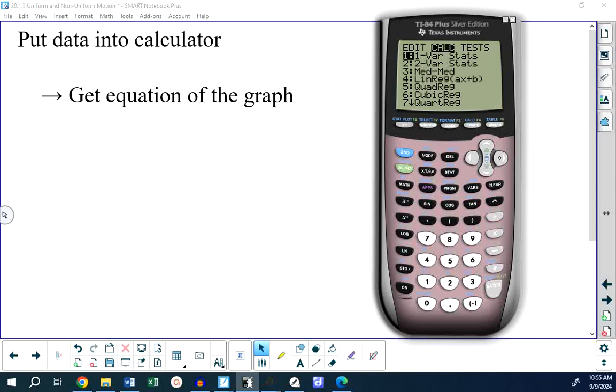And what you need to know is this type of graph is called quadratic. It's a parabola, for those of you that have taken Math 20. So we are going to do a quadratic regression. So I go enter, and I am going to want that graph in Y1. I'm going to want to look at that graph on here.